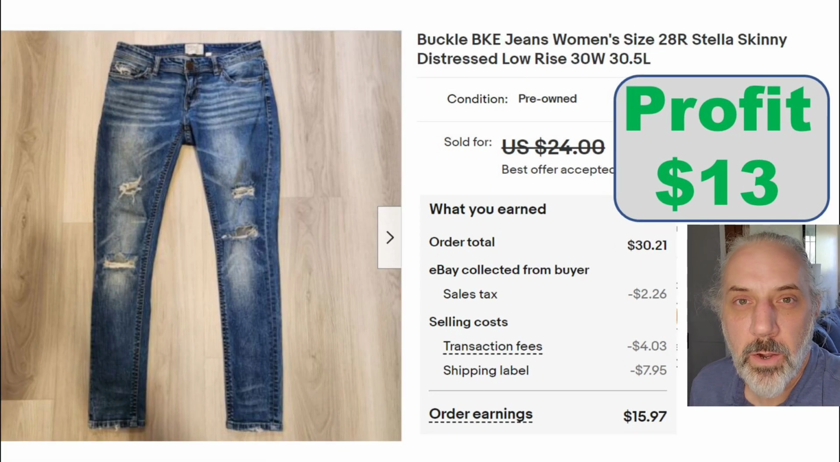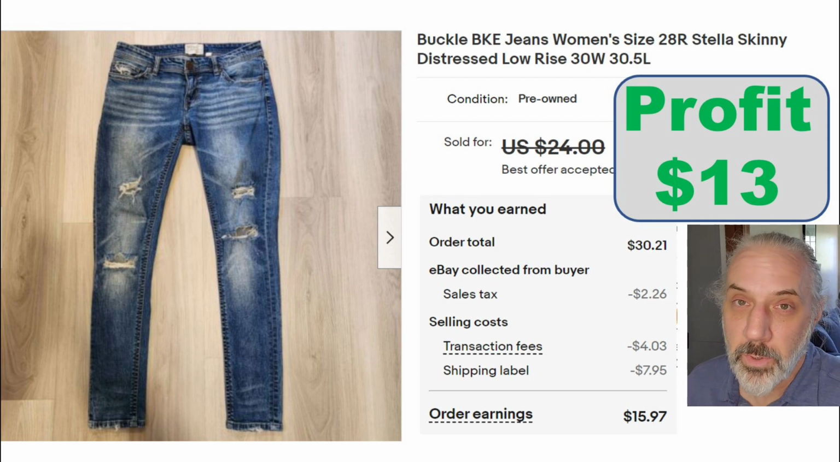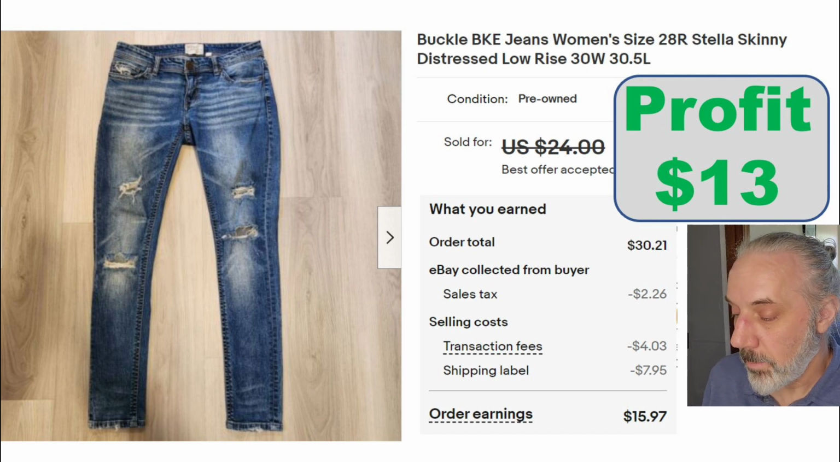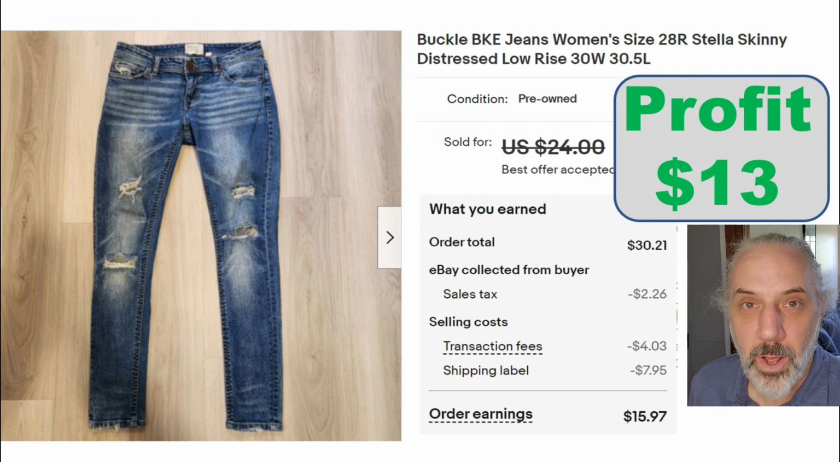This item is a pair of Buckle BKE jeans. You've probably heard me talk about that in other videos, but BKE is definitely a brand to look out for. And this item, they called it the Stella Skinny. And I use words like distressed, and of course I wrote in low rise and things like that. But this buyer is all in for $30.21, and my earnings from eBay, $15.97 for a profit of $13.